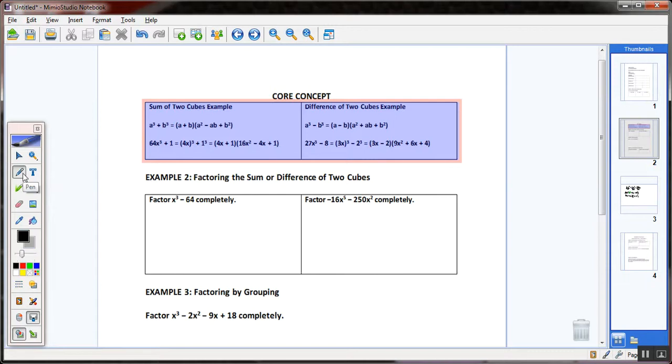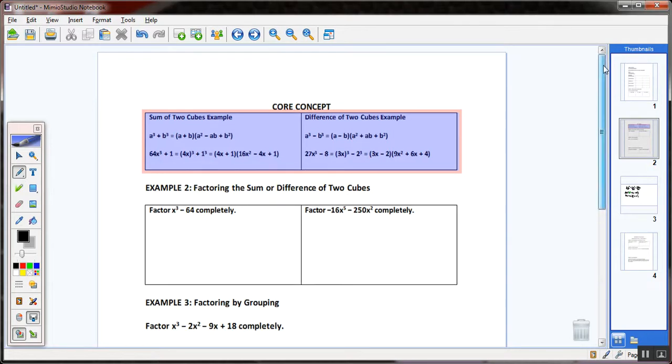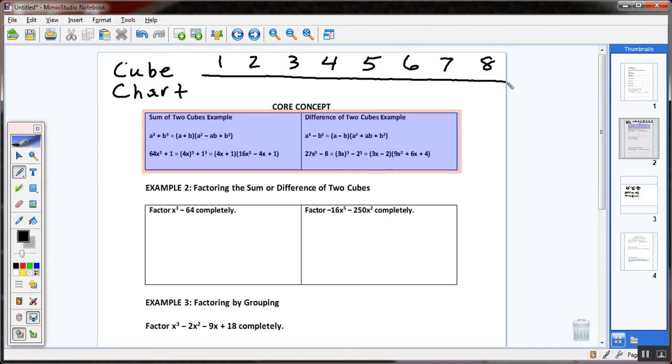One thing that we didn't do yesterday was make a chart of cubes up here. So I want to put up a cube chart for you. So let's do this. Up at the very top here, let's write down a cube chart that I think can help with this, okay? I'm just going to go 1 through 8. And what I'm going to do is use these values to help you with cube roots, all right?